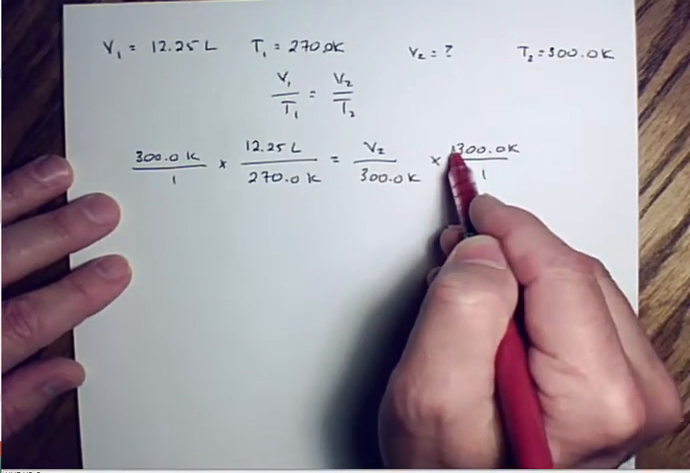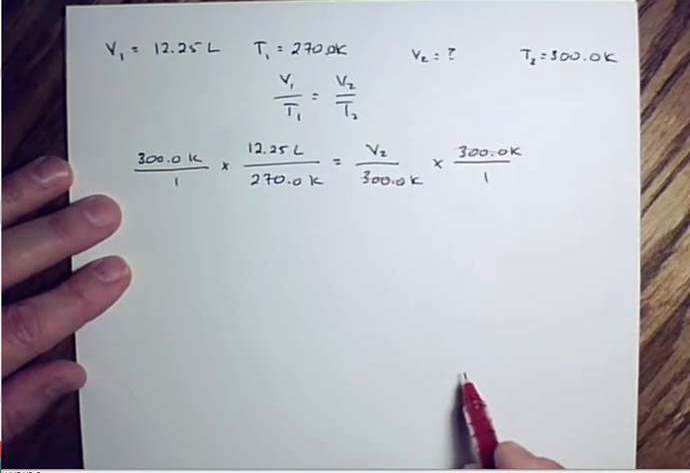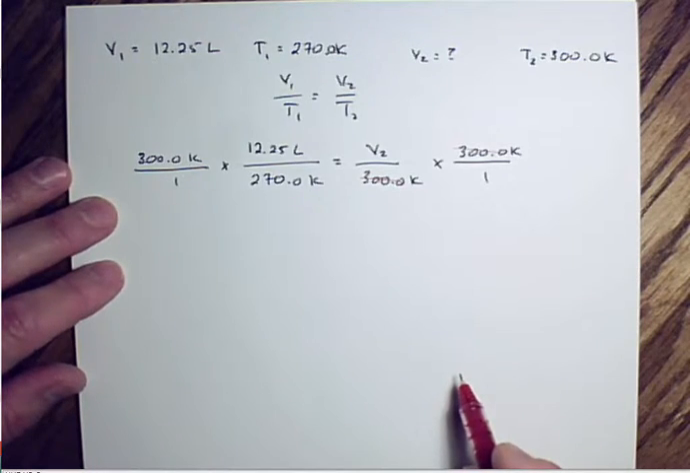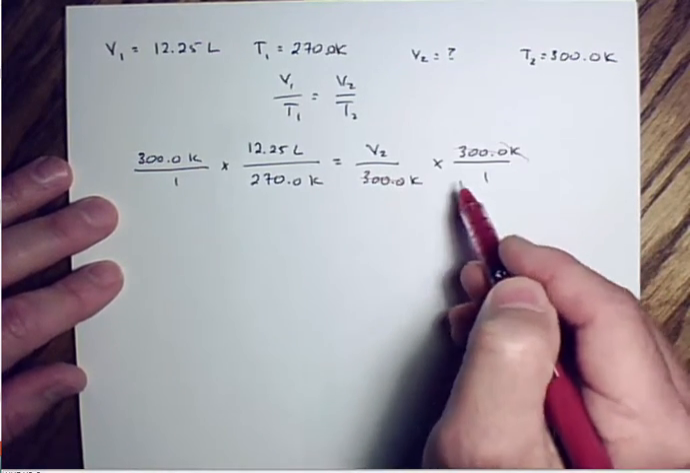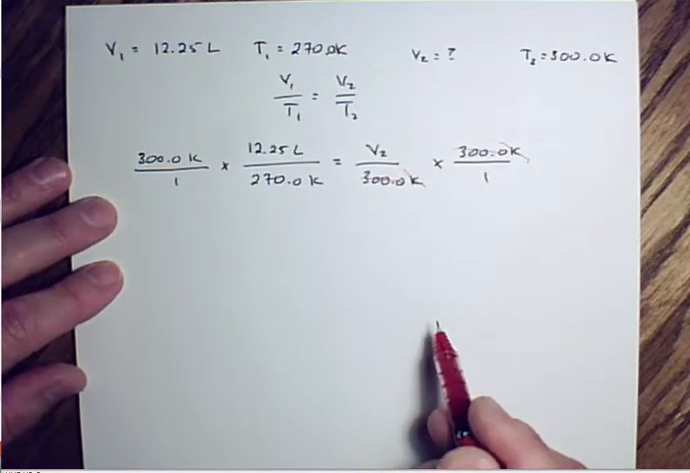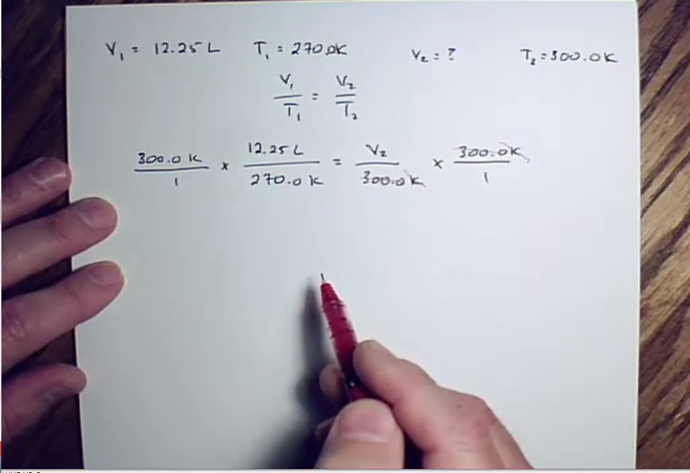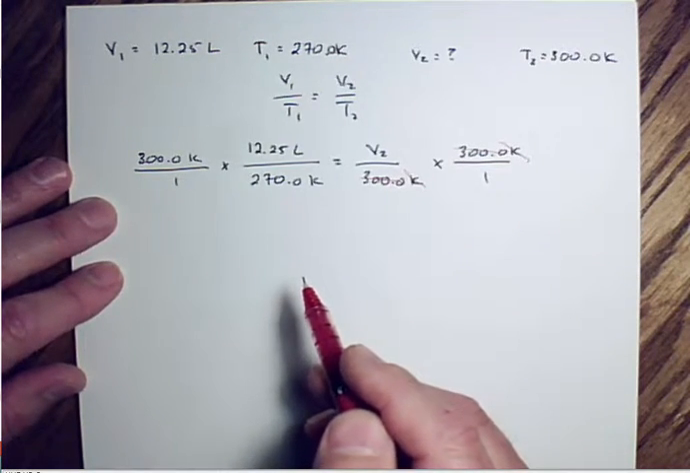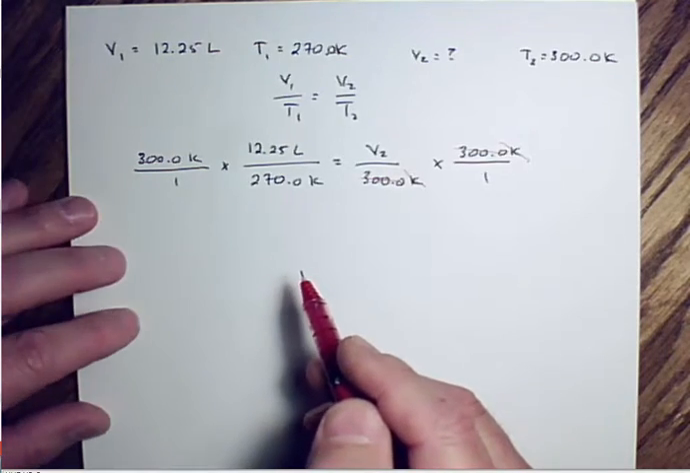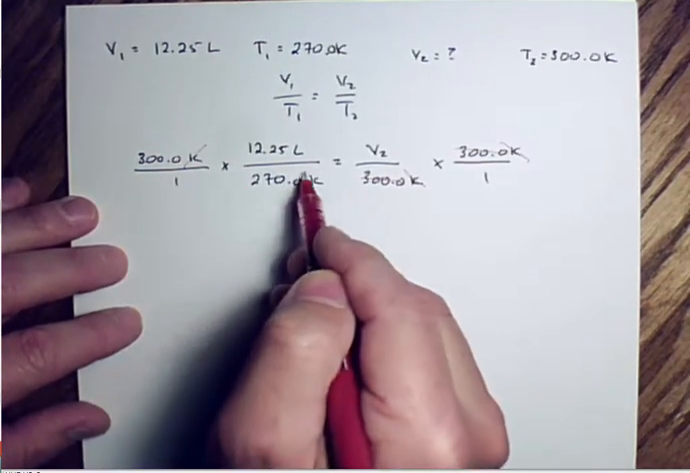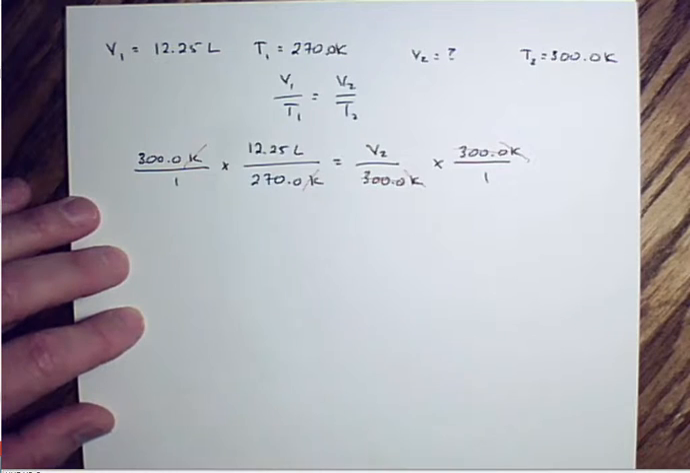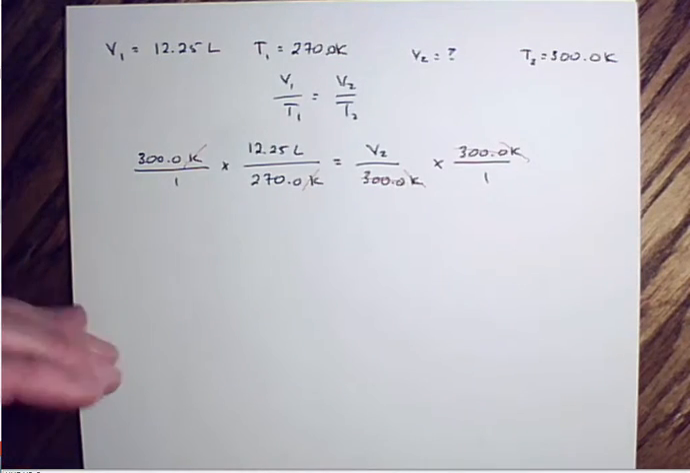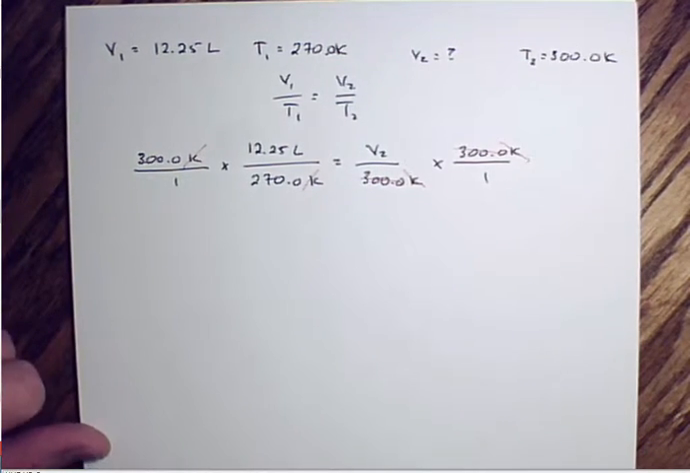Cross out the 300. What else can I do? We can cross out K on this side too. Guess what? Everything's gone except V2. I've isolated the unknown. That's what we want to do. On the other side, yes, I can cancel out the K's over here. Now we're ready to solve.